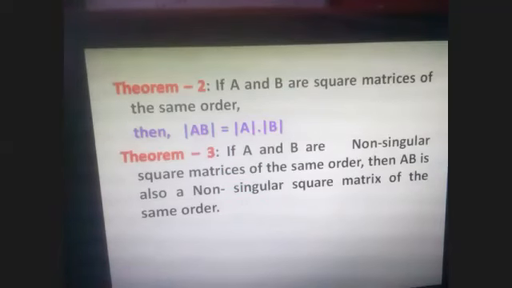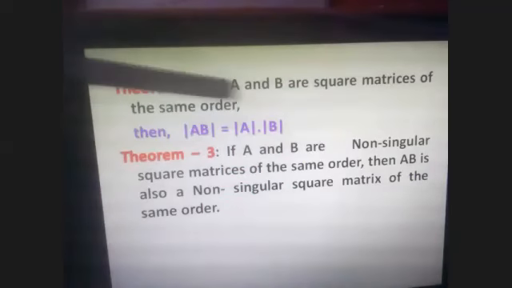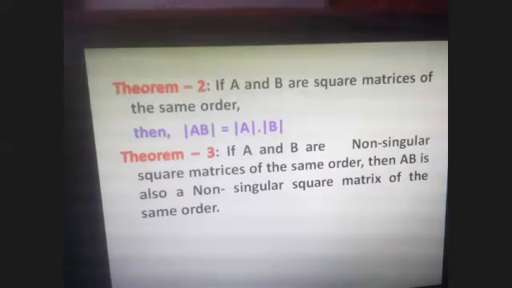A and B are non-singular square matrices of the same order. Then AB is also non-singular. Quite simple. Proof can be made from here. Very simple. I'll give this as a question later. If A and B are non-singular, then AB is also non-singular.